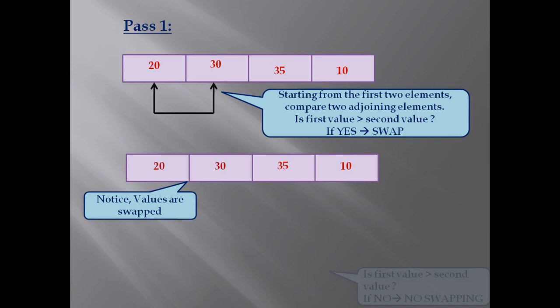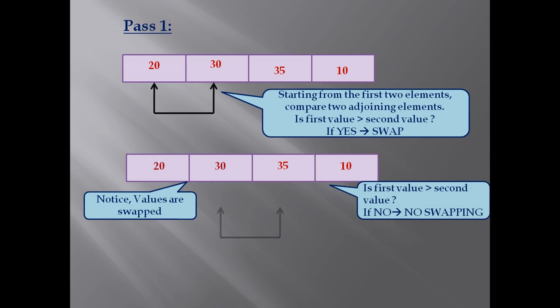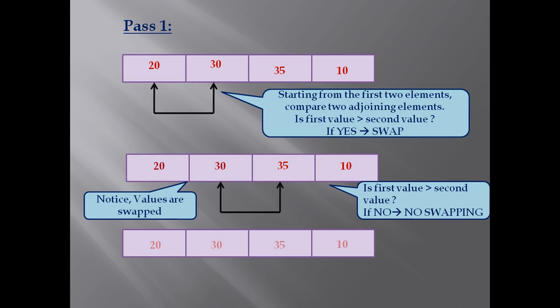Now it will check the next two elements, which are 30 and 35. Here again it will check whether the first element is greater than the second one, yes or no. Here the second element is greater. So if the first element is not greater than the second one, we don't have to interchange them, right? That is, there will be no swapping. So the list will stay as it is. Here you can see the same list, right?